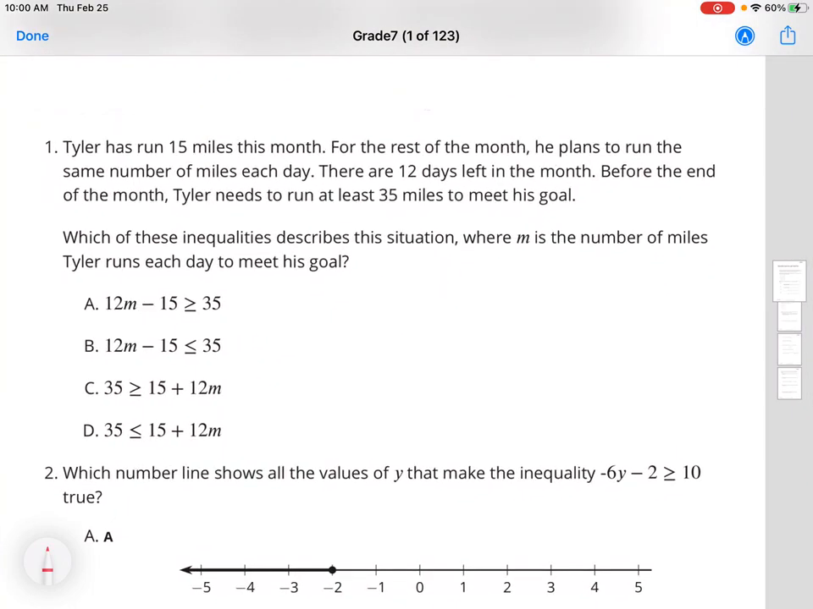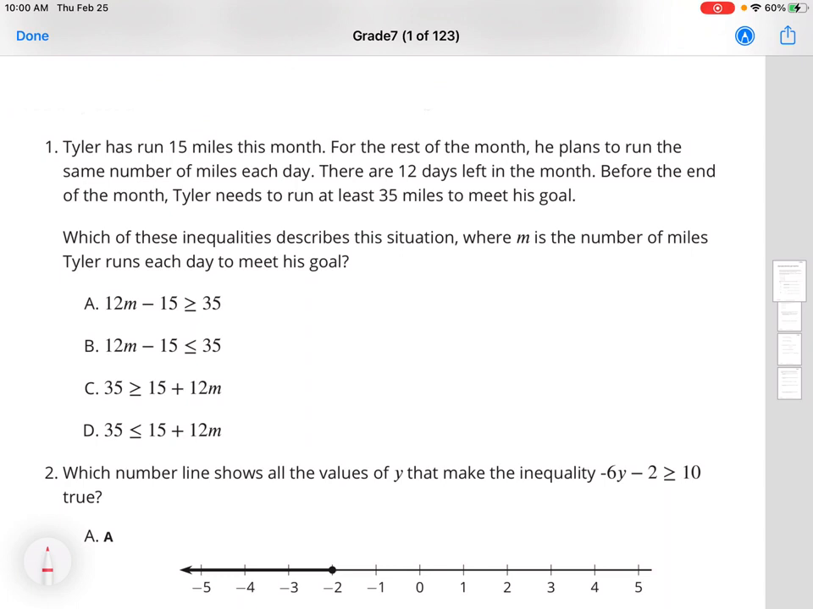So number 1, it says Tyler has run 15 miles this month. For the rest of the month, he plans to run the same number of miles each day. There are 12 days left in the month. Before the end of the month, Tyler needs to run at least 35 miles to meet his goal. So which of these inequalities describes this situation where m is the number of miles Tyler runs each day to meet his goal?